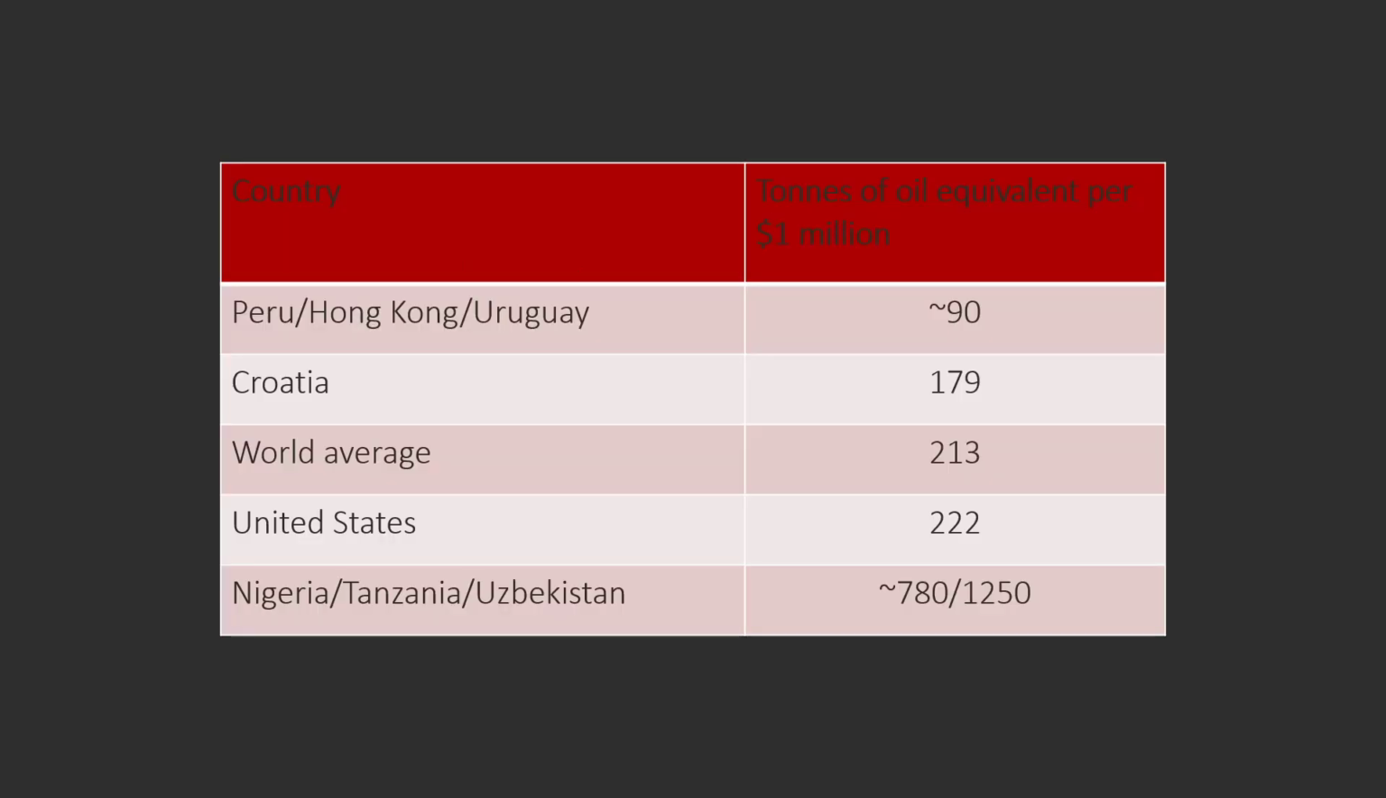So when we look at tons of oil equivalent per $1 million, this shows you the countries that are using it the most per the money that the country has. The United States is right there above the world average.